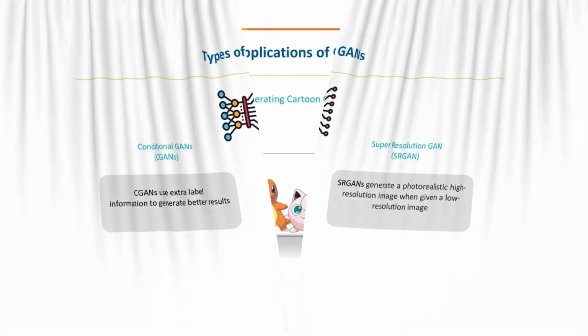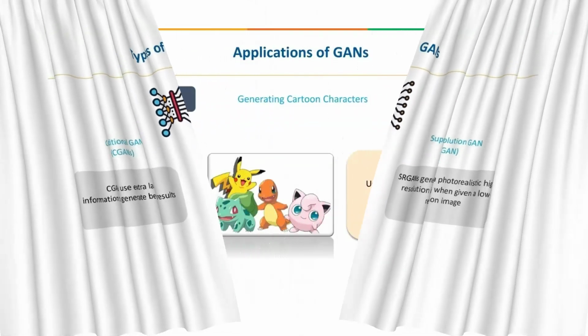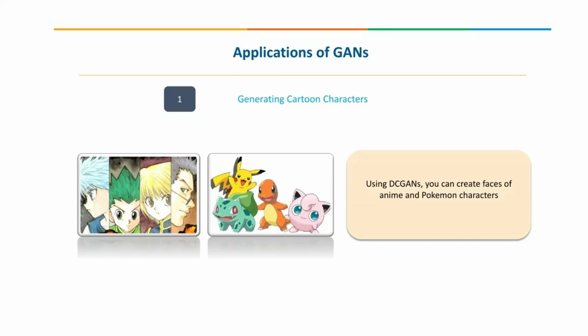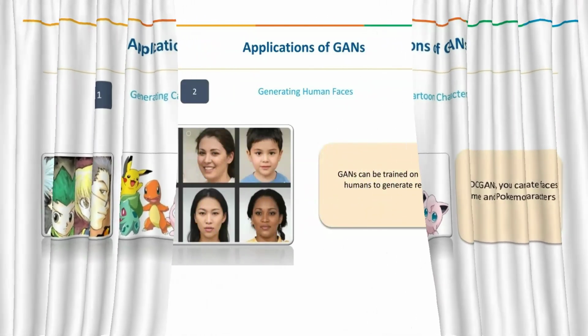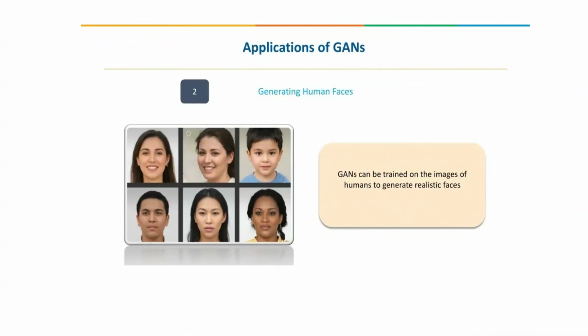Now let's discuss the applications of generative adversarial networks. You can use a generative adversarial network for creating faces of anime as well as Pokemon characters. You have seen and watched multiple animes that can be generated through a GAN. The second application is generating human faces. Let's suppose you have a 90s black and white image and you want a color image. You want to see how you actually looked in the 90s period. If you want to see that, you can solve that problem using a generative adversarial network.